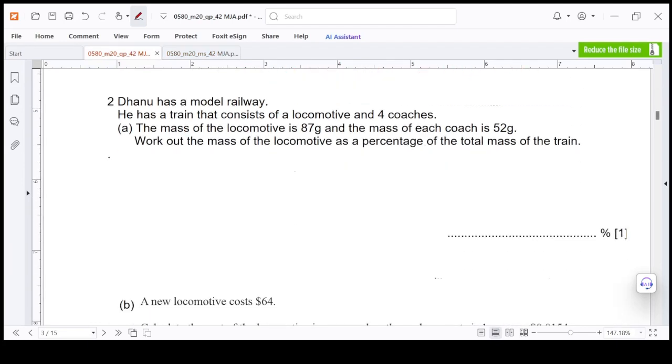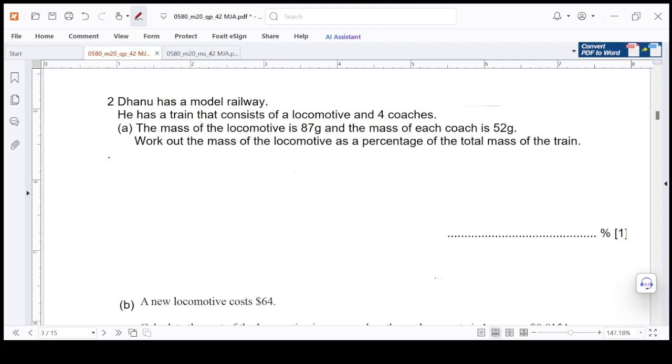Part 2 is Dhanu has a model railway. He has a train that consists of a locomotive and 4 coaches. The mass of the locomotive is 87 grams. The mass of each coach is 52 grams. Work out the mass of the locomotive as a percentage of the mass of the train.